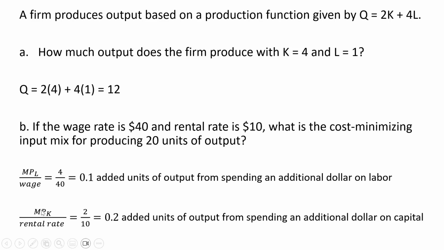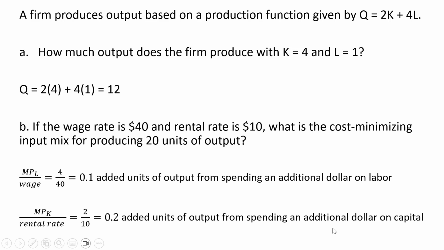Next, we're going to calculate the marginal product of capital divided by the rental rate of capital, or the price of capital. The marginal product of capital, the numerator here, is just the coefficient in front of the K term in the production function, or 2. Every time we use one more unit of capital, this firm's output goes up by 2 units, holding labor fixed. And then we divide that 2 by the price of capital, or the rental rate, which is $10, and we get 0.2. What does that mean? This is the added units of output from spending an additional dollar on capital.